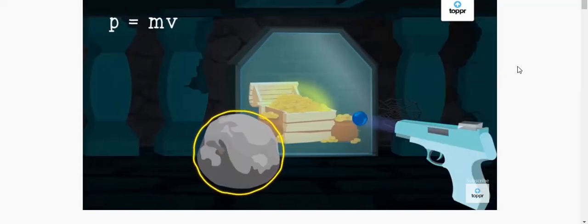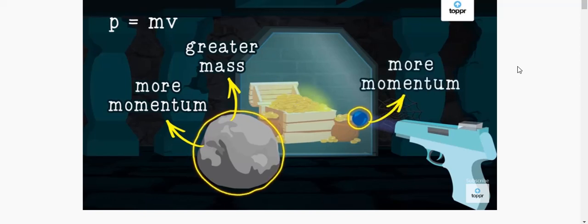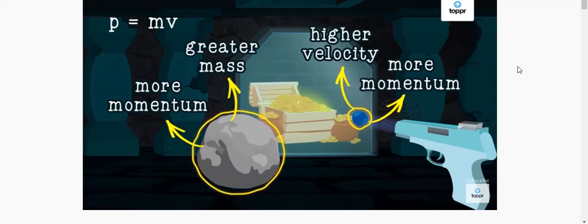So the rock had more momentum because it had a greater mass. The marble had more momentum because of its higher velocity. And because of this large momentum, both were able to break the glass. We can use momentum to understand a lot of other things.